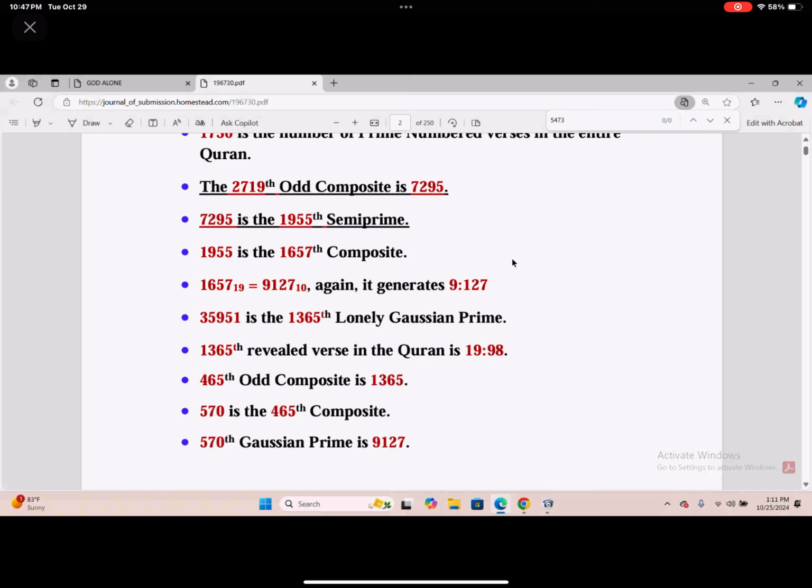And this 570 didn't just come out of the air. Remember, the 19th composite is 30, and 19 times 30 is 570. And then immediately, the 570th Gaussian prime is 9127. So immediately from that relation between 19 and 30 comes out the fact that chapter 9 has 127 verses, and we are honored by that.